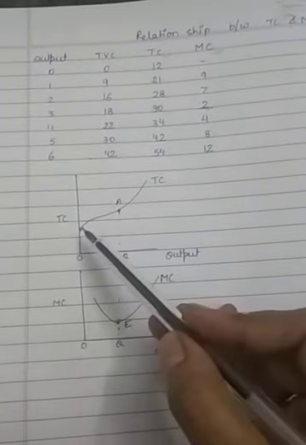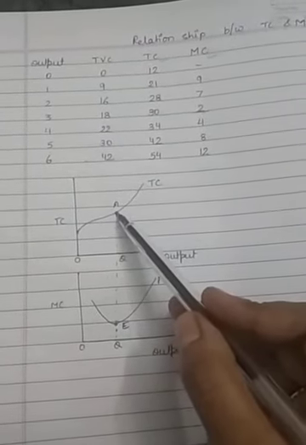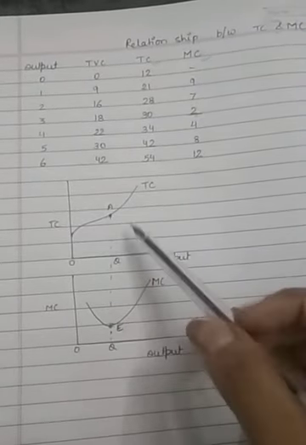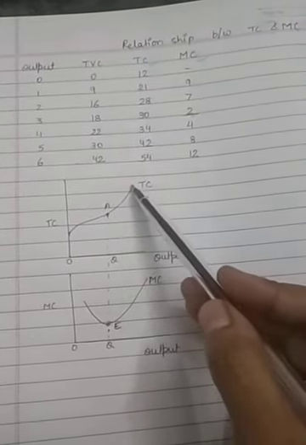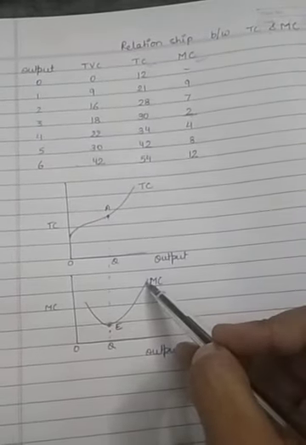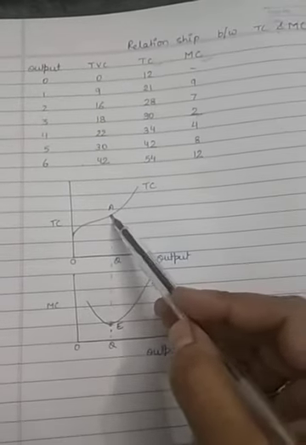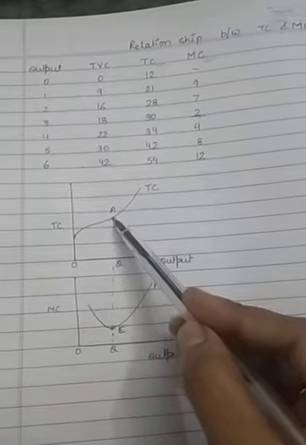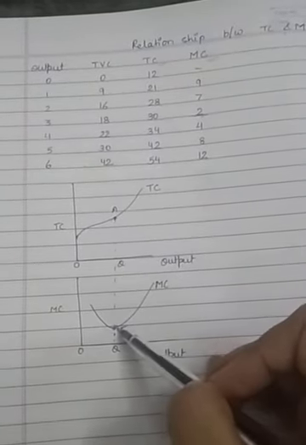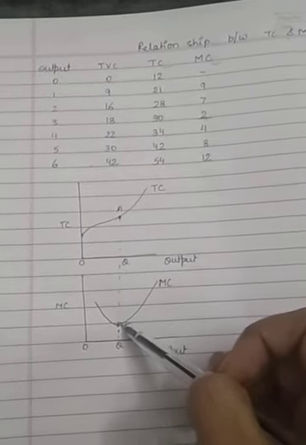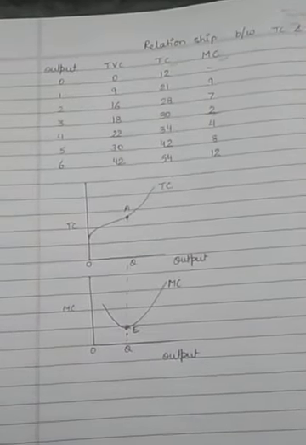So 3 points are there in this relationship. When TC rises at a diminishing rate, MC decreases till point E. Second point, when TC rises at an increasing rate beyond point A, MC increases beyond point E. And third point, when the rate of increase in TC stops diminishing, MC is at its minimum point, that means at point E. 3 points are there in this relationship.